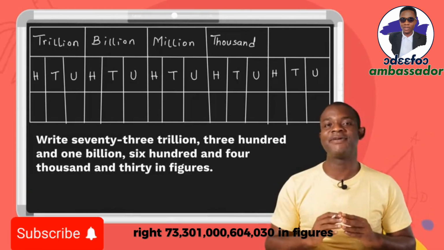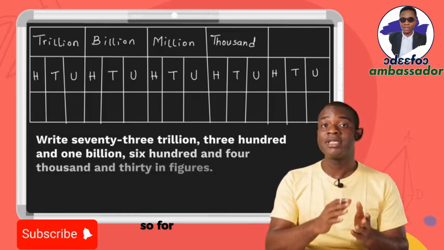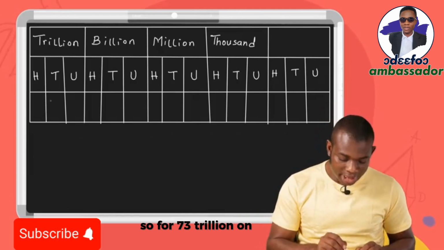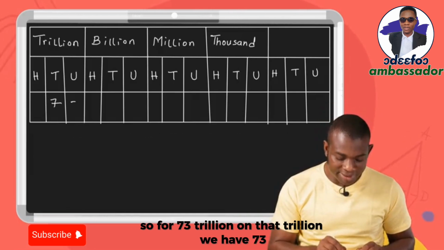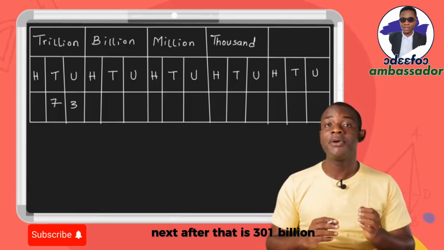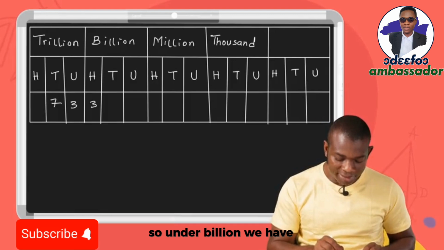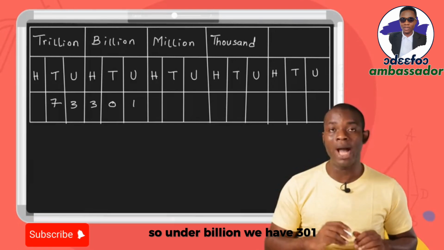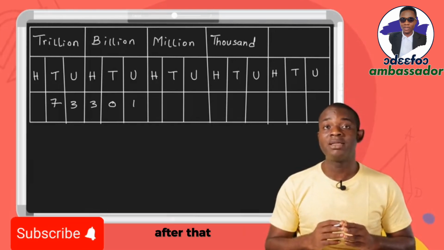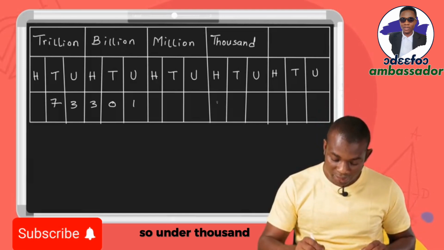73,301,604,030 in figures. We also proceed in the same way. So for 73 trillion, under trillion, we have 73. Next after that is 301 billion. So under billion, we have 301. After that, we have 604,000.